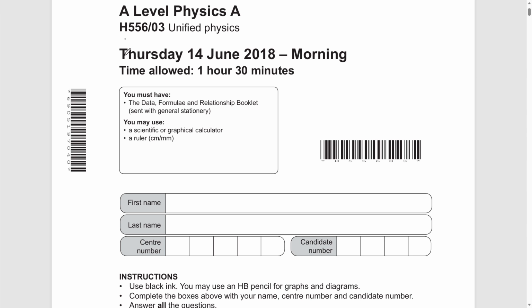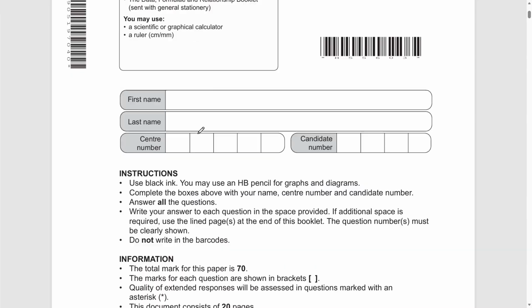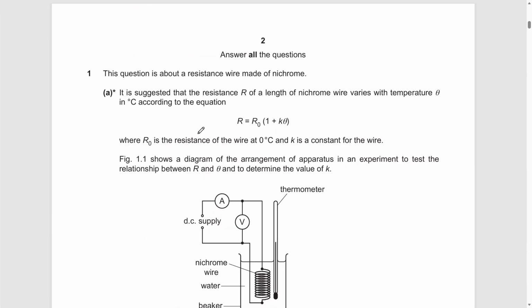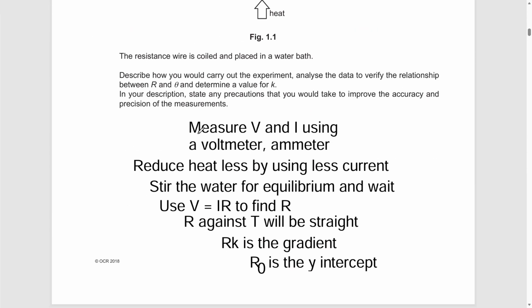Okay, so this is the 2018 paper, Unified Physics. So I'm just going to quickly go through the answers. For this question, you measure the voltage and current using a voltmeter and ammeter. You reduce the heat loss by using less current. Stir the water for equilibrium and weight.